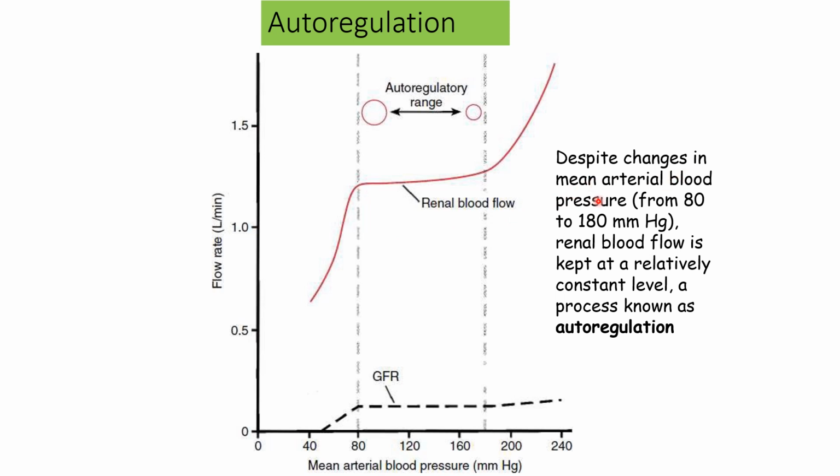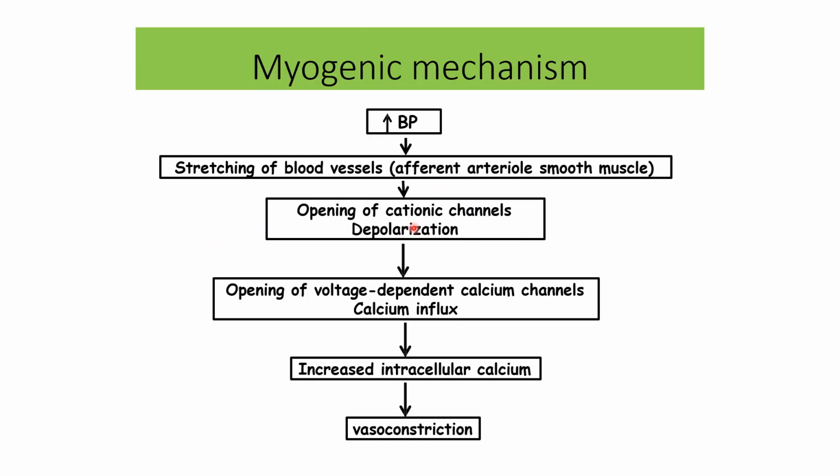So despite changes in mean arterial blood pressure from 80 to 180, renal blood flow is kept at a relatively constant level, a process known as autoregulation. So this is very, very important for regulation of GFR.